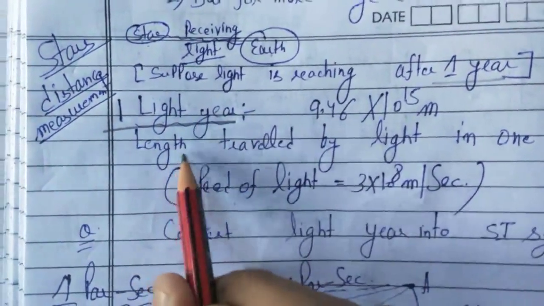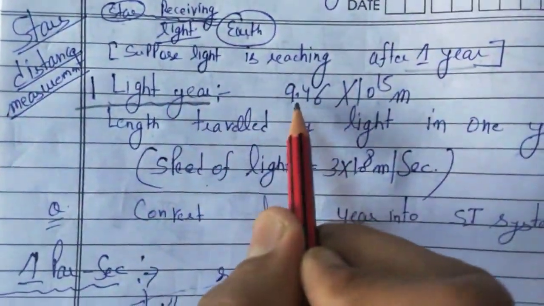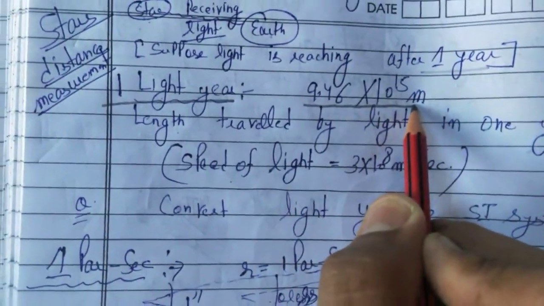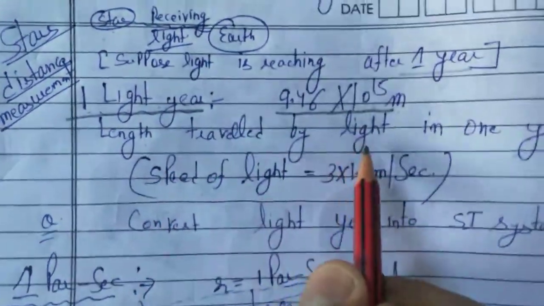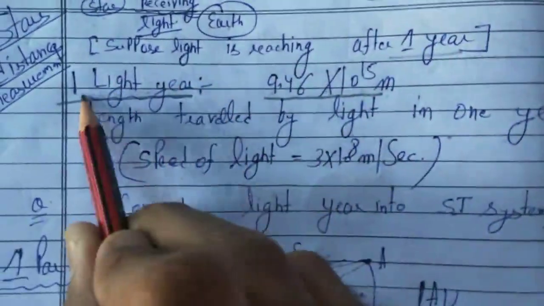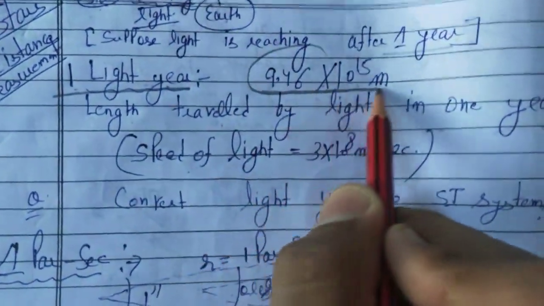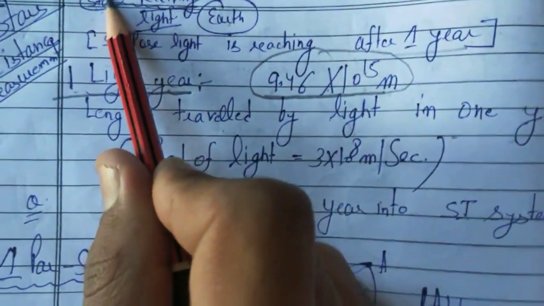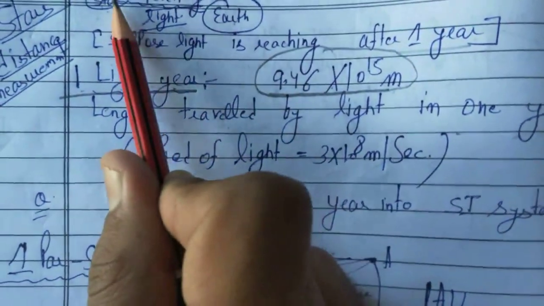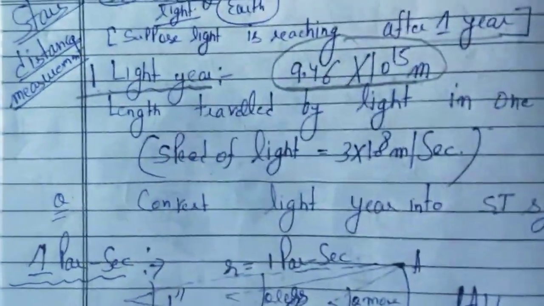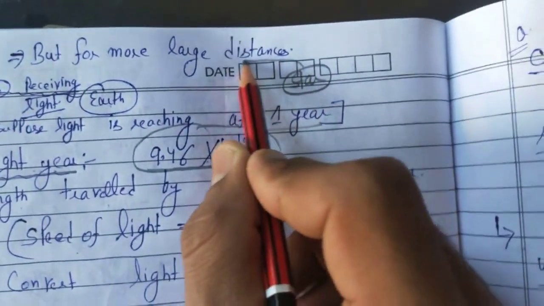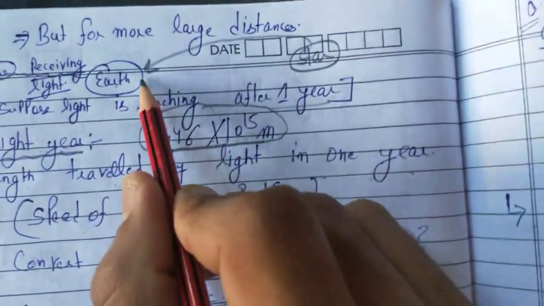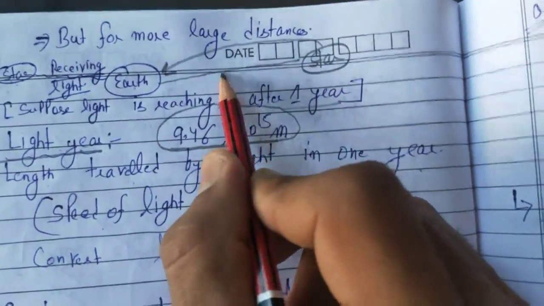1 light year is equal to some distance. This is the distance traveled by light in 1 year. So in 1 year light will travel this much distance. Suppose the light from this star takes 1 year to reach Earth. That means we say the distance between the star and Earth is 1 light year. And here is another star, and the light from this star takes 2 years to reach Earth. We say the distance between this Earth and star is 2 light years.